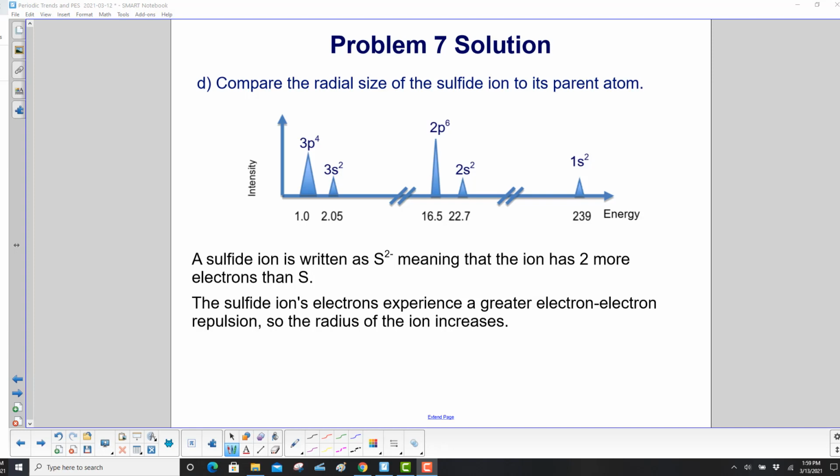Compare the radial size of the sulfide ion to its parent atom. Well, a sulfide ion is S2-. That means the ion has 2 more electrons than sulfur. The sulfide ion's electrons experience a greater electron-electron repulsion, so the radius of the ion increases.